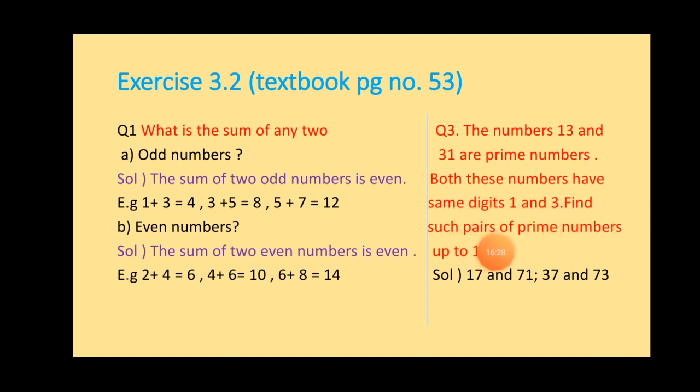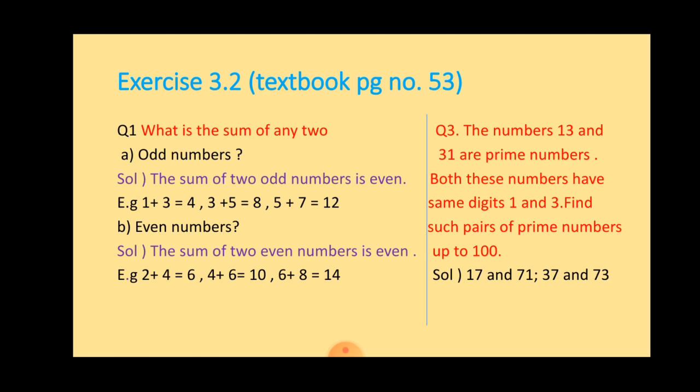Find such pairs of prime numbers up to 100. So you can see that the prime numbers given in the question are 13 and 31, and when we talk about their digits, they are the same. Like such given pairs, we have to find other pairs of prime numbers up to 100.